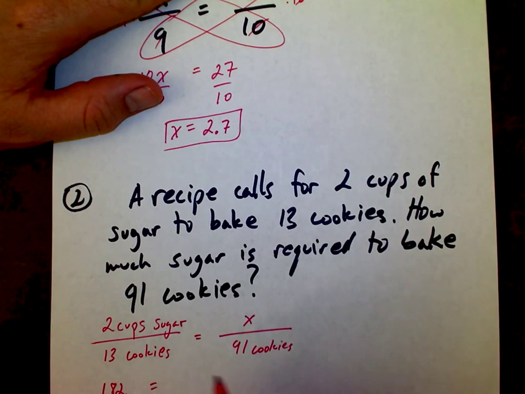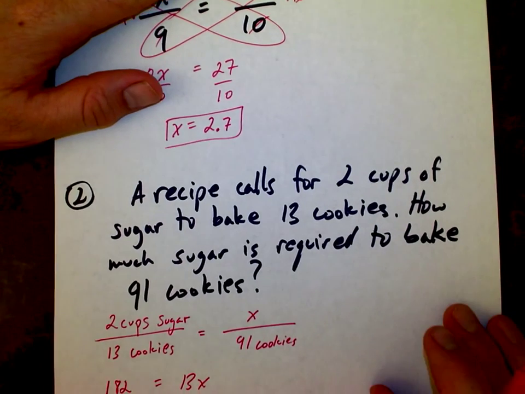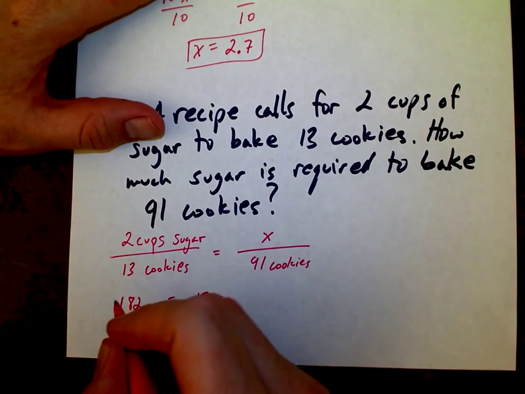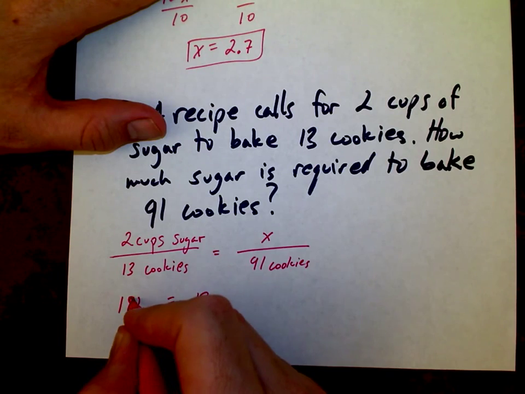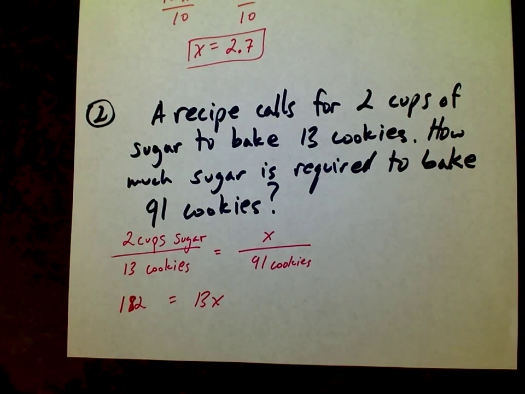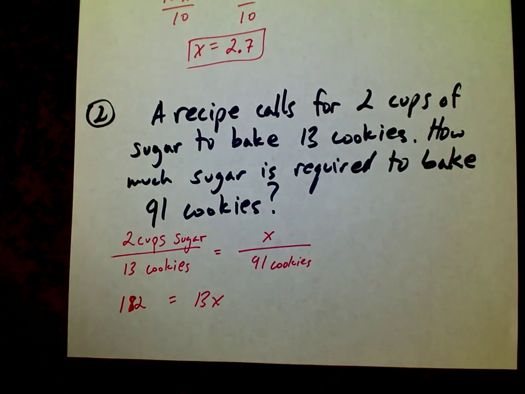182, equals 13x. Oops, off the screen there. 182 equals 13x. Divide that by 13.